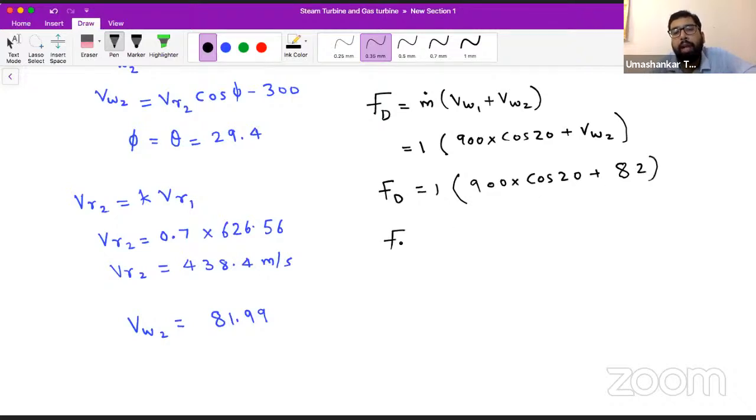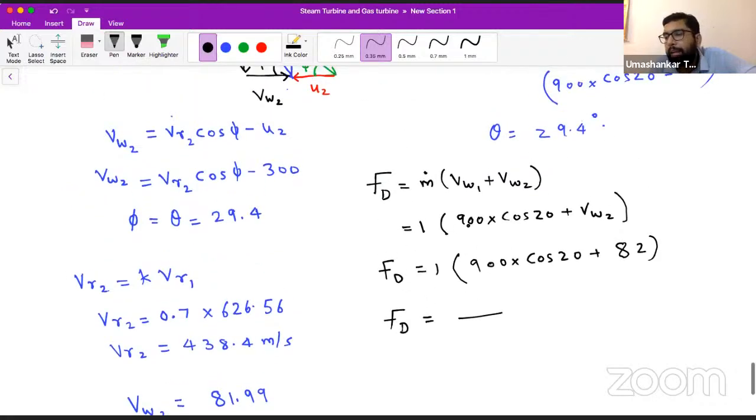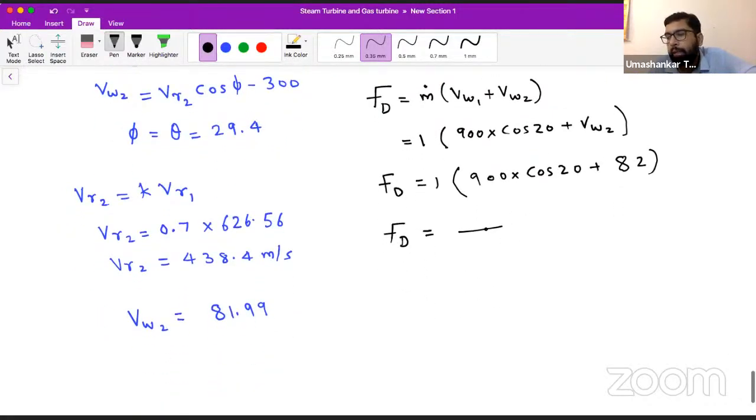So we will have the thrust force from this, whatever it is coming. Can someone tell me what it is coming out to be? I hope you all may calculate it. As you suggested, it is 927.38, or something. Someone is saying it is 71. So don't bother about it. Let it be 927. And what will be the unit? The unit will be Newton.